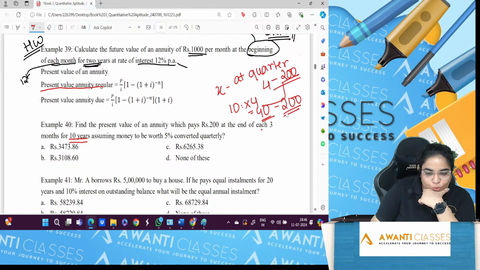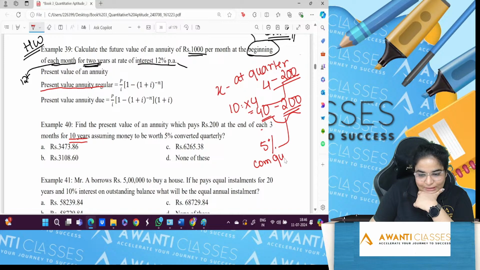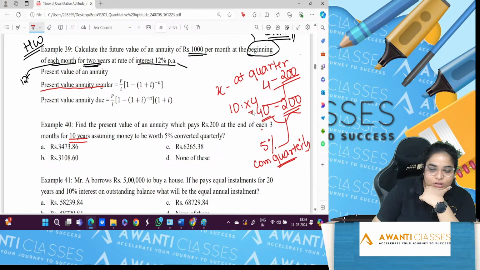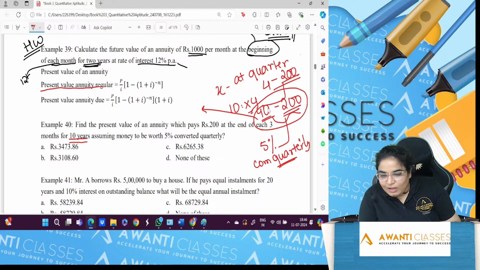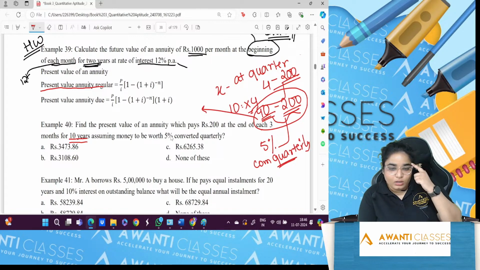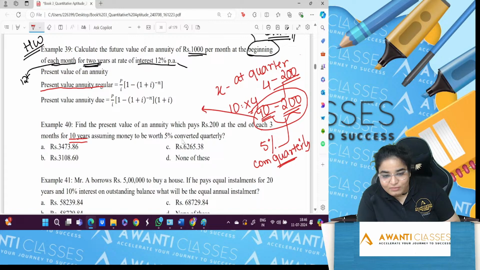Okay. Now, what they are asking is how much money should you give today when interest is 5% compounded quarterly in order to be getting this. How do we solve this question? You already have the future value. Future value is 40 payments of 200 rupees you will get. Okay. You want what? You want present value. You want what it is today.